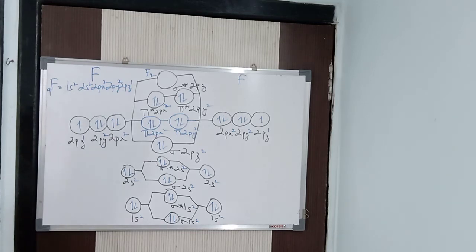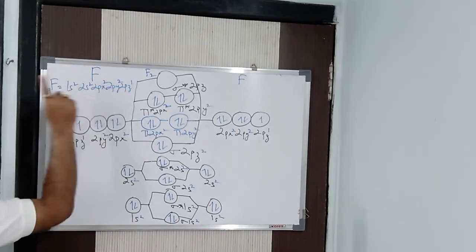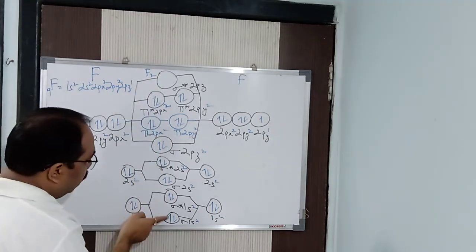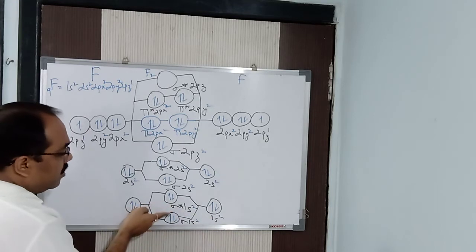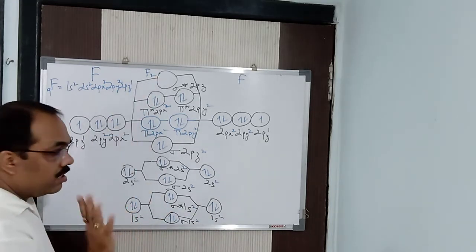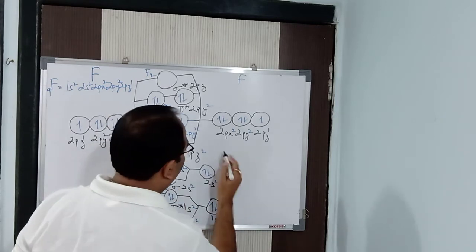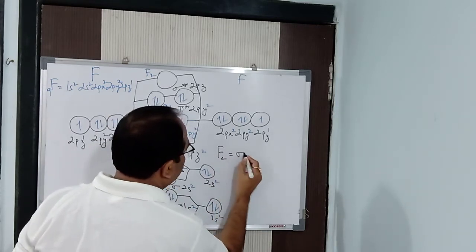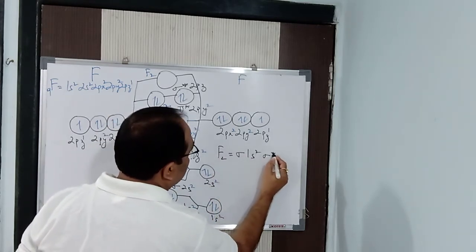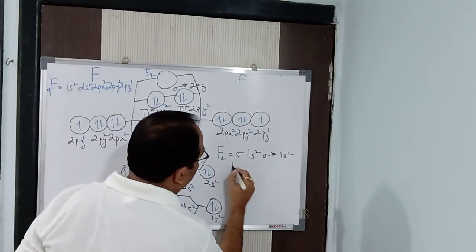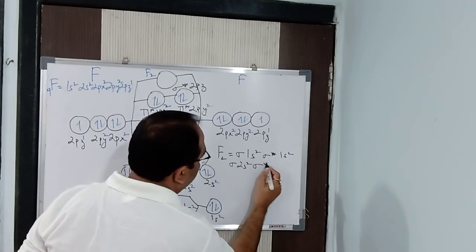Now I have to write the electronic configuration. This is the electronic configuration of the atom. Now I have to write the electronic configuration of the molecule. What will I do? Simply I will see the middle one and write it down. Look here. For the fluorine molecule, I am writing: sigma 1s2, then sigma star 1s2. Then sigma 2s2, sigma star 2s2.